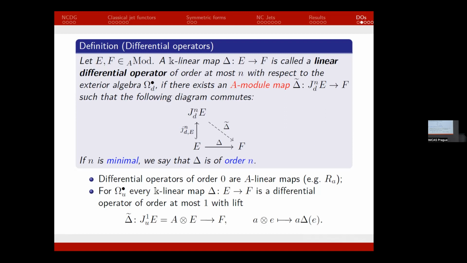So another example. We remember that the universal one jet, and in general every jet, is of this form, A tensor E. And we see that for every k-linear map from E to F, there is a natural extension. So it turns out that the universal differential operators are just k-linear maps. And they're all either first order or zeroth order if they're also A-linear. So this again underlines the fact that the universal exterior algebra doesn't really convey much geometric information, it's just purely algebraic.